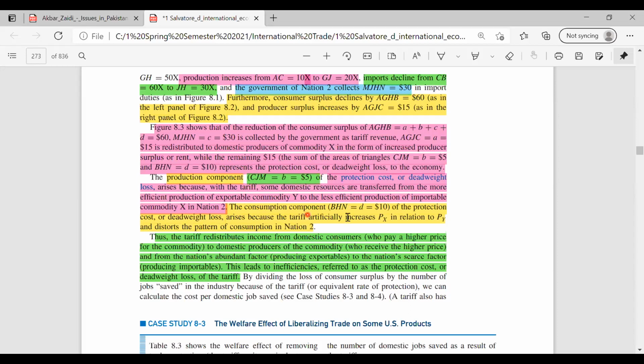The consumption component of the deadweight loss or of the protection cost arises because the tariff artificially increases the price of commodity X in relation to the commodity Y, and it distorts the natural pattern of consumption in the nation too. So the tariff redistributes income from the domestic consumer to the domestic producer because prices of the commodity increase. And again, from the abundant factor to the nation's scarce factor. This leads to the inefficiencies referred to as the protection cost or the deadweight loss of the tariff.